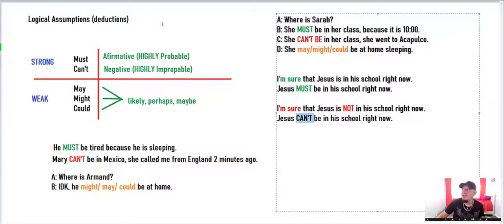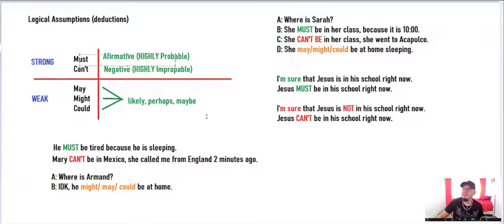As we said here, can't is strong probability. I am sure. If I am sure, it is strong. But it is negative. So you combine them. You have strong probability, but in negative. Go for can't. And if it says strong probability affirmative, no problem. Go for must. That's what you have to pay attention to. The meaning, right? What you want to express in your sentence.